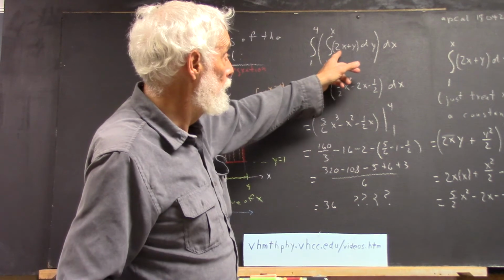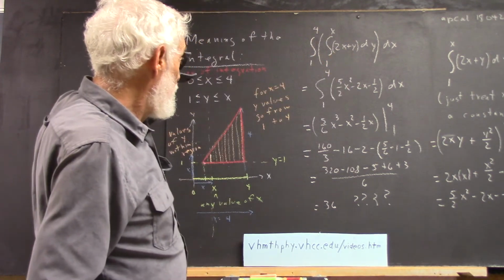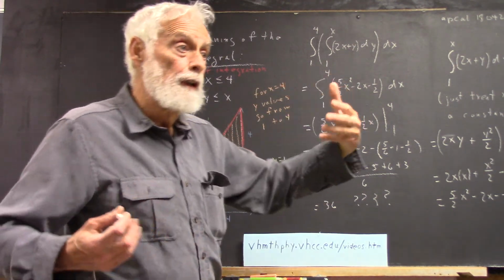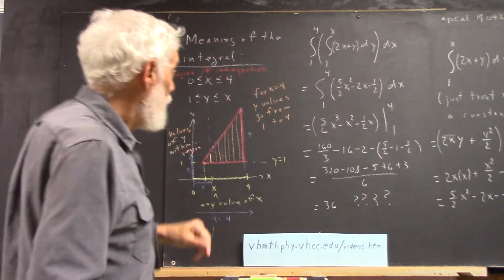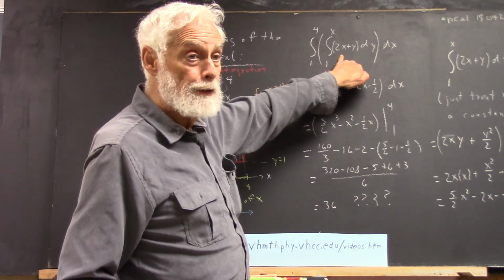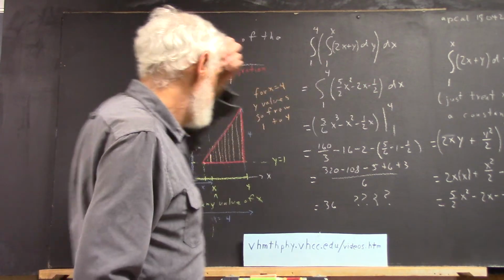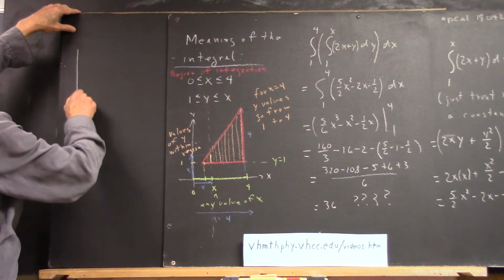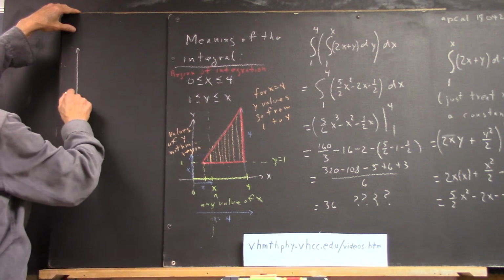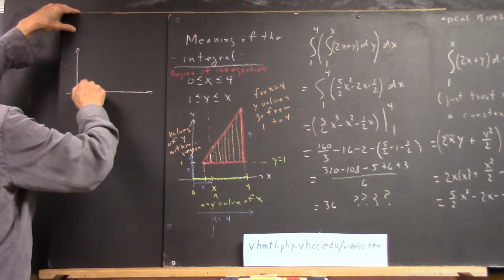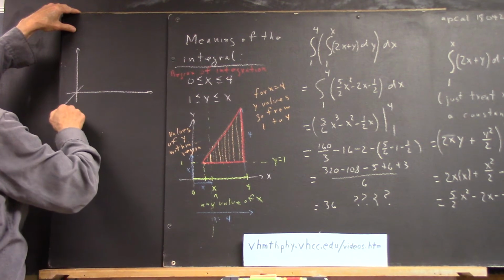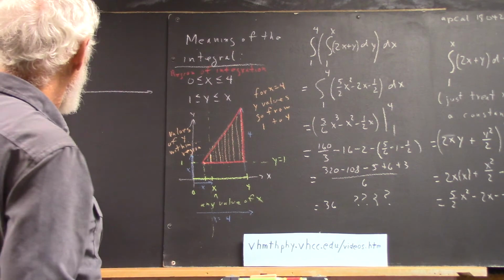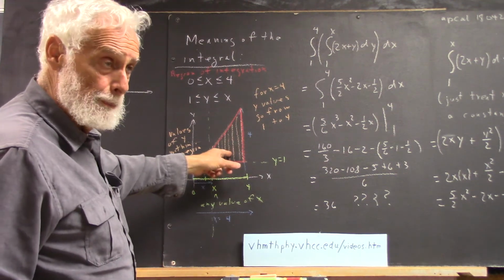Well, that function 2x plus y, if we want to graph that function, we're going to have to graph it in an x, y, z set of coordinates. And we, by now, should recognize that as a plane. So we can sketch that plane, and we're going to sketch it relative to this region.